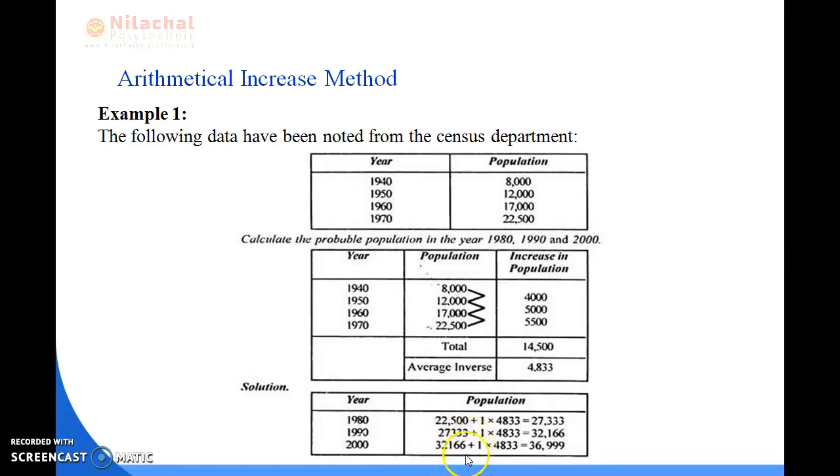The same formula we apply for the population of 2000. Here we give the present population of 1990: 32,166 plus n into C. How do we take n? 2000 minus 1990 is a 10 year gap, and 10 years is 1 decade, so n equals 1, into 4833. It is a constant, all of you know, and we get 36,999. In this way the arithmetical increasing method has been done.